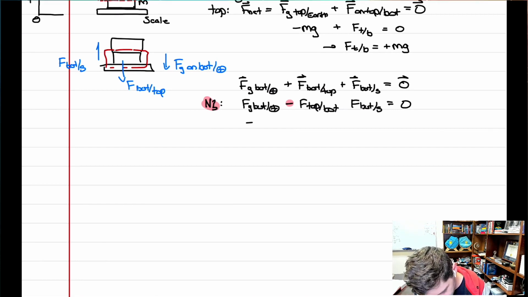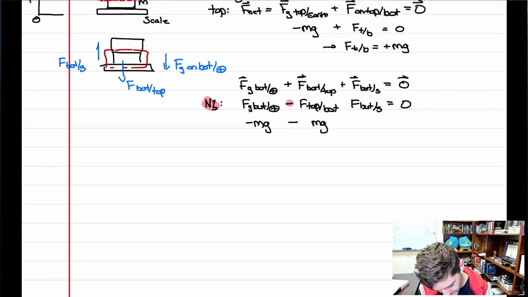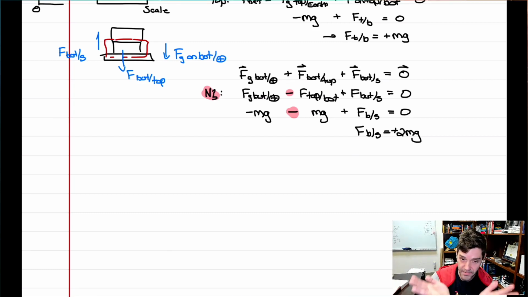Gravity on the bottom box from the Earth, negative mg. The force of the top box on top from bottom, we said was plus mg, but then there's this overall negative sign that came from the Newton third law. Again, let me just make it very clear: that negative sign is from the Newton third law, not because of the coordinate system. And then plus whatever the force on the bottom box from the scale equals 0. And then look at that. The force on the bottom box from the scale is 2 mg, positive 2 mg in this case. The scale has to push up on the bottom box with 2 mg worth of force.